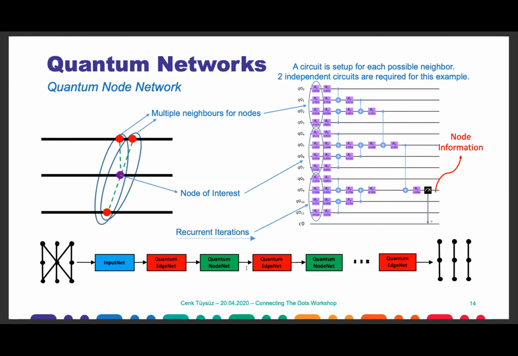Then you can see the overall structure again here. We start from the subgraph. We use the input nets to create hidden dimensions. Then we execute our quantum edge network to get edge features. Then we feed this information to quantum node nets and recurrently iterate this process. And in the end, we again execute the quantum edge network to obtain edge information.